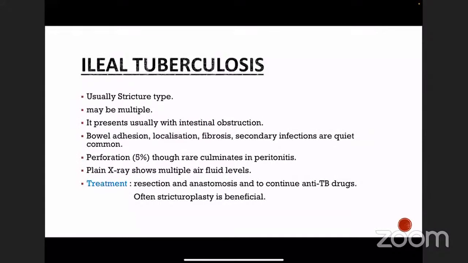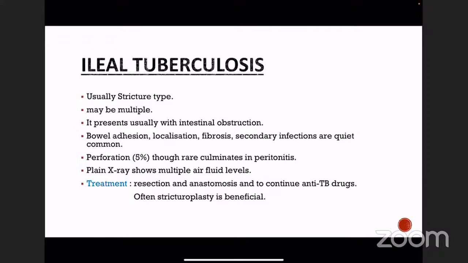Now, jumping on to the second most common tuberculosis, that is ileal tuberculosis. That is very similar to ileocecal tuberculosis. That is why I have described it very briefly. It usually presents with stricture, as ileum is very narrow. So a little bit of thickening of the ileal wall will lead to stricture. Maybe multiple, right? Ileal tuberculosis can be at multiple sites, as ileum is long in length. It usually presents with intestinal obstruction.